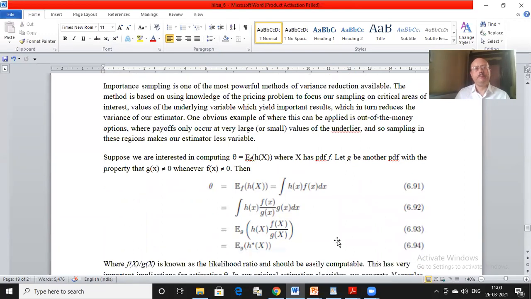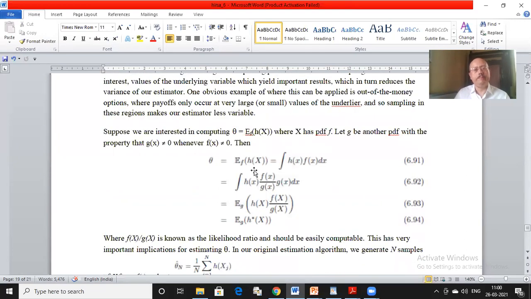If that is true, then I can write theta in the following way. Write theta as the usual expectation integral, but now insert g(x) in the numerator and denominator, so that I can rewrite this expectation as the expectation of a new function h star, where h star is h times f by g, under the new probability density g. This f by g is known as the likelihood ratio, and it should be easily computable. So we need to choose our g in such a way that the ratio is easily computable.